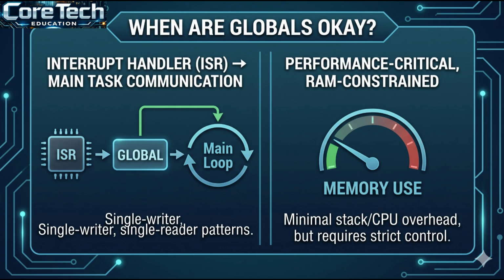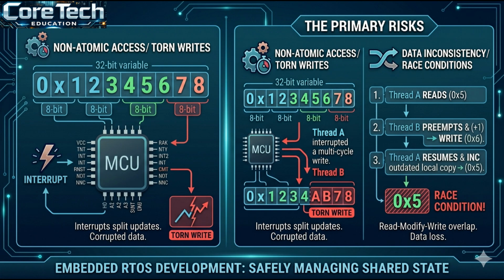Another exception comes in performance-critical systems where memory is extremely tight. Globals can reduce stack usage and CPU overhead, helping the system run more efficiently. But this only works if you enforce strict discipline and keep access patterns crystal clear. Without that control, the same problems we discussed earlier will creep back in. So while globals are usually system killers, in these rare cases they can be a practical tool, if handled with care and precision. Now let's look at why globals can be so dangerous in real-time systems.